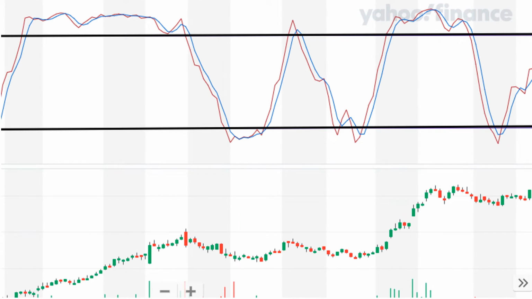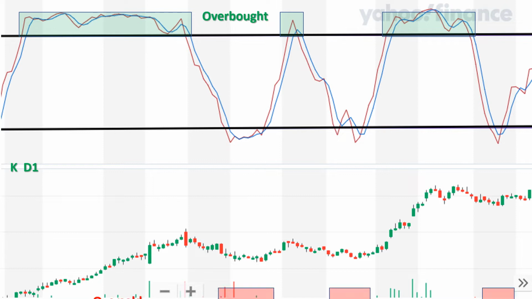This is the price trend on the D1 time frame, and I installed a stochastic indicator with a 14 day period. The overbought zone is indicated with a blue rectangle, and the oversold area is indicated with a red rectangle. And these are the two levels, 20% and 80%.